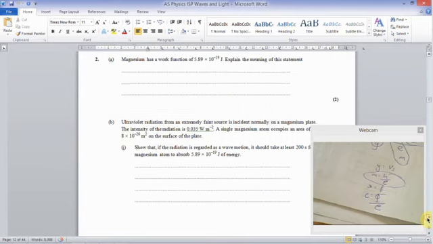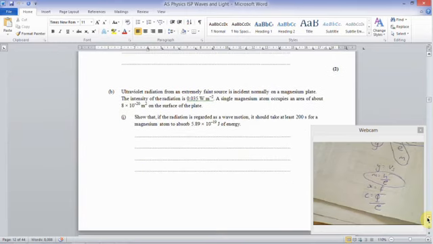That's a standard definition. So ultraviolet from an extremely faint source is incident only on a magnesium plate. The radiation is, you can see, very, very low intensity. A single magnesium atom occupies an area of about 8 times 10 to the minus 20 meters squared on the surface of the plate. Show that if the radiation is regarded as wave motion, it should take 200 seconds for it to absorb that much energy.